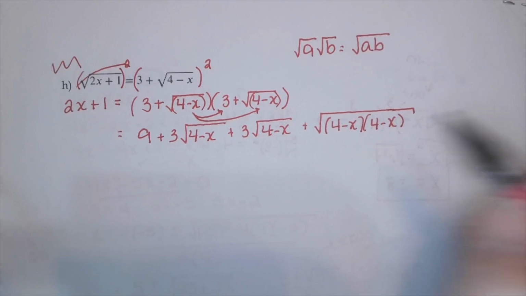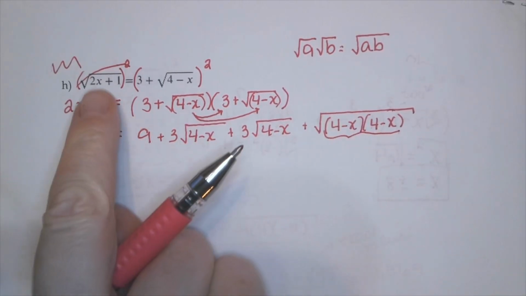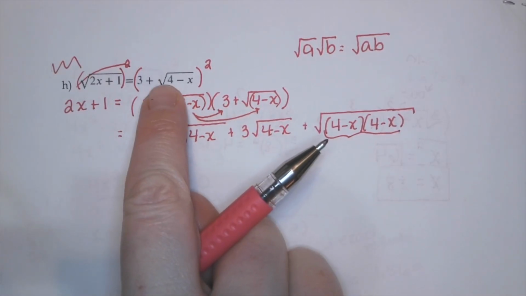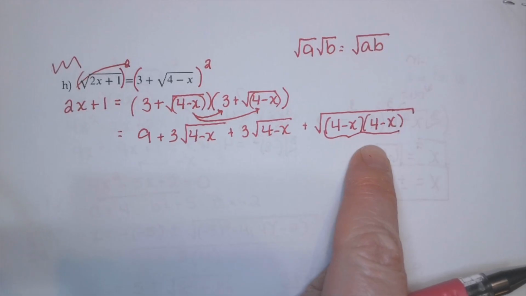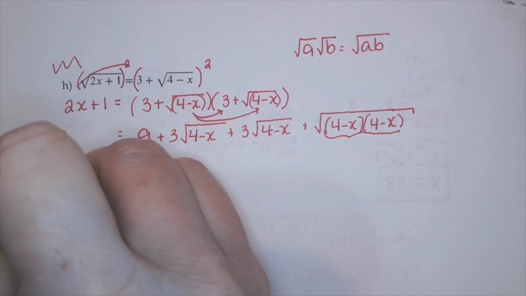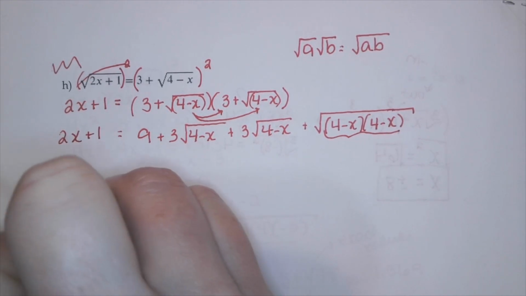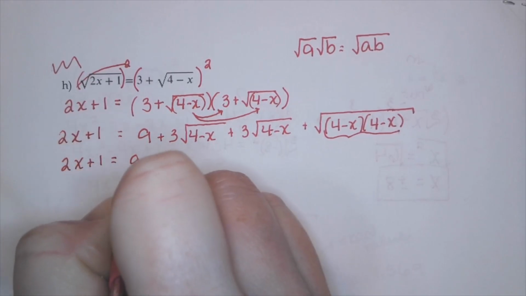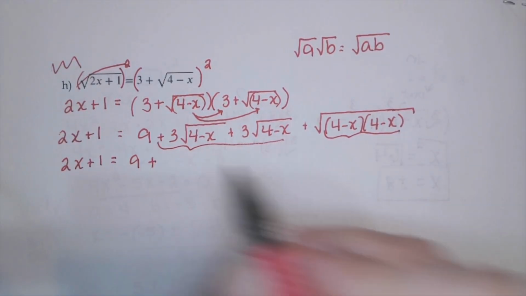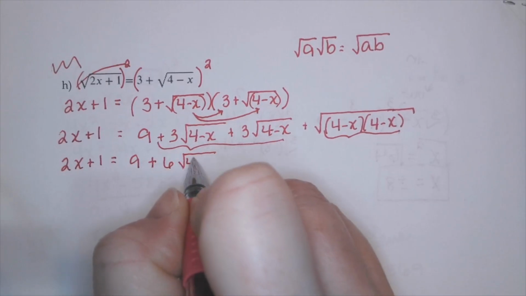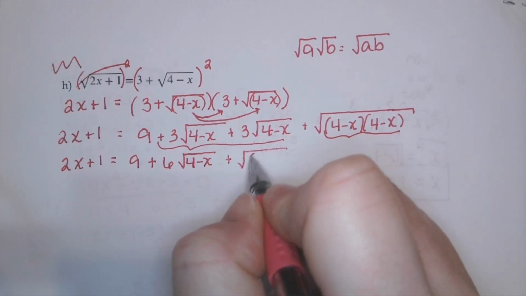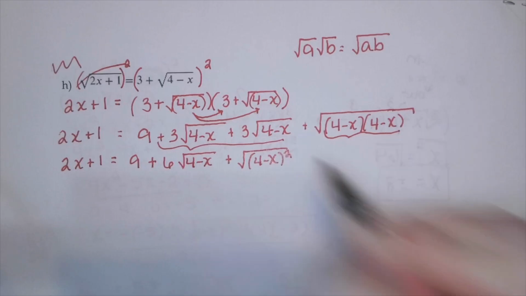But also, I see that I have something multiplied by itself. So we went from 2 things being multiplied came from this piece here squared. So I could work backwards. I know that 4 minus x times 4 minus x is in fact 4 minus x squared. So I'm going to take it one step further to help with the simplification. So I'll still have that 2x plus 1 on the left. I know that I'll have 3 plus 3, so I have 6 square roots of 4 minus x plus the square root of 4 minus x squared.